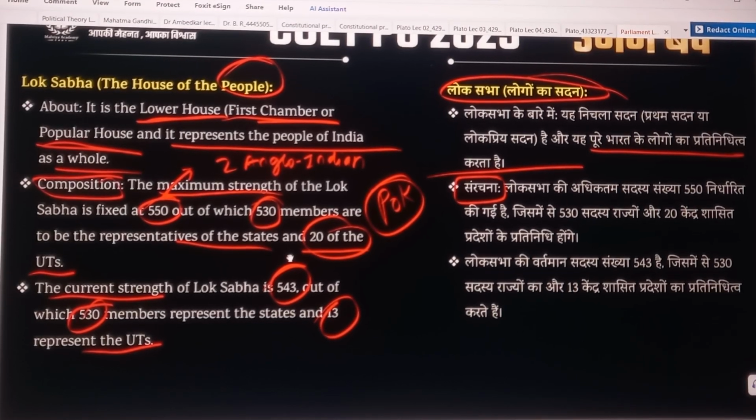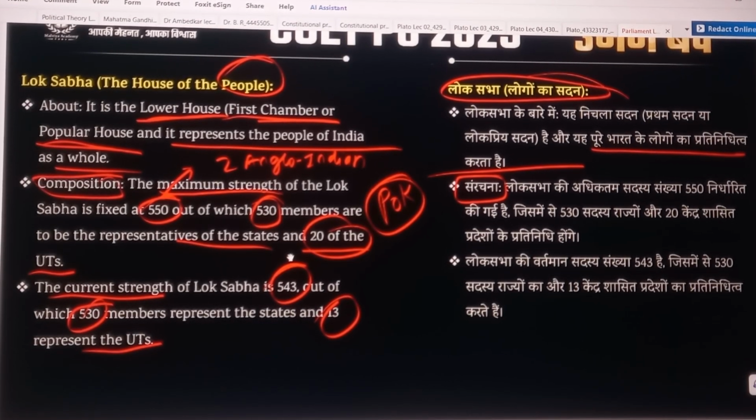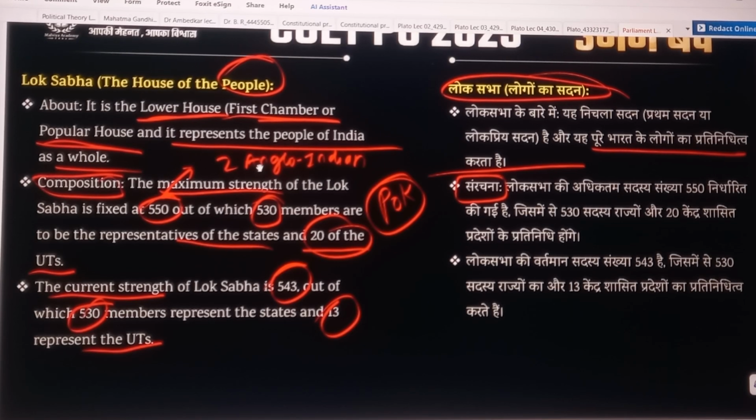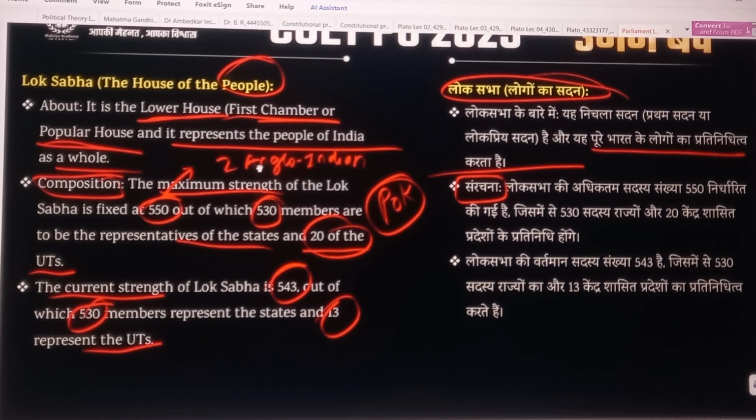So in this video, we will learn about the Lok Sabha. Lok Sabha is also called House of the People, or lower house, or first chamber, or popular house. It represents people of India as a whole. So these are the names of Lok Sabha.